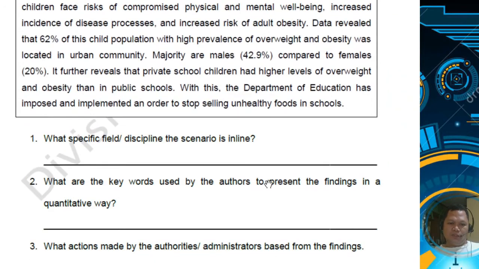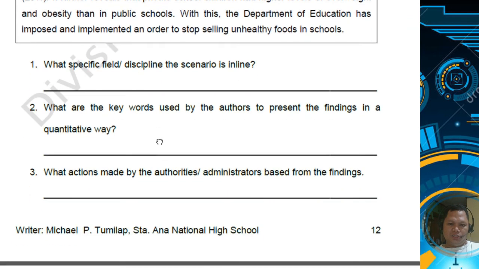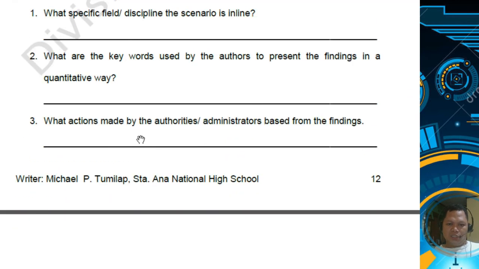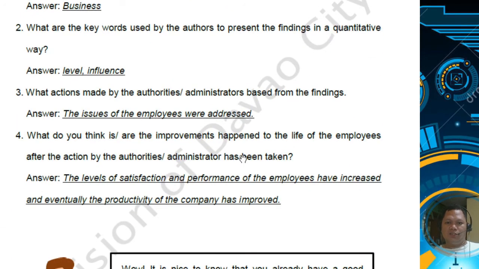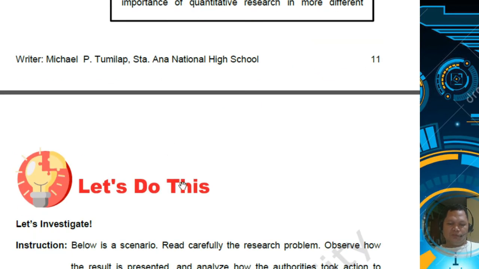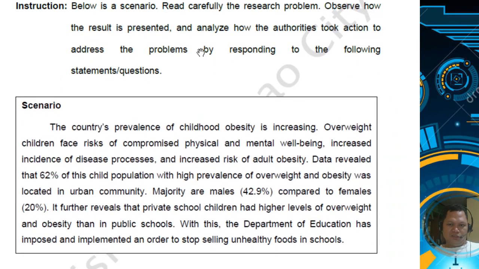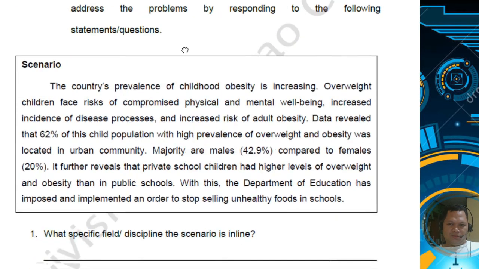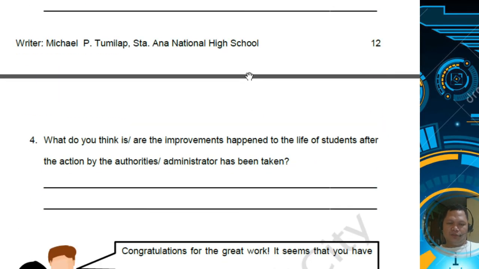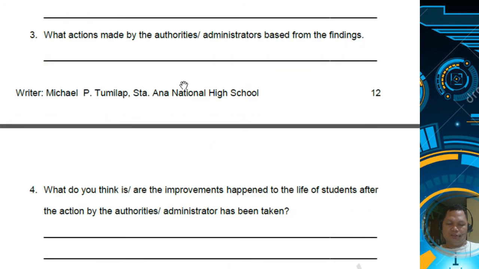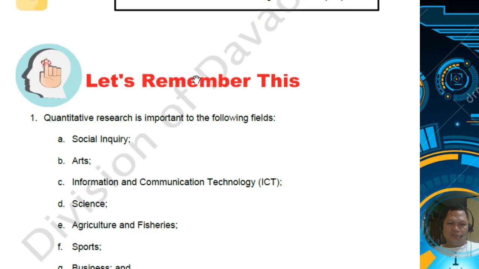So you write what is the field being studied in this research, and the keywords and the actions. The same as in this example here with Coca-Cola. Then you submit this using Microsoft Word. Email it to my account. It has only 4 questions. So the same, you just write your answers here. Okay, then let's remember this.